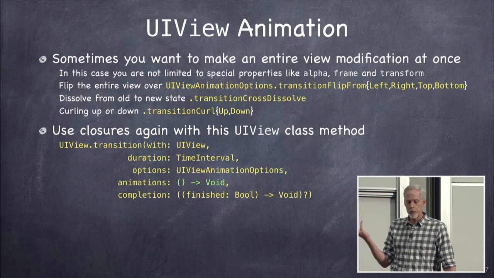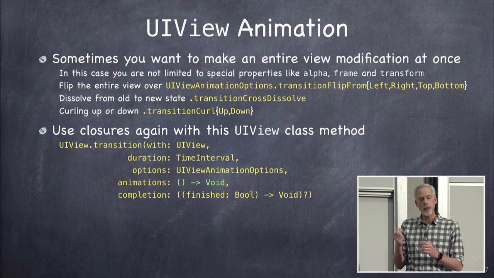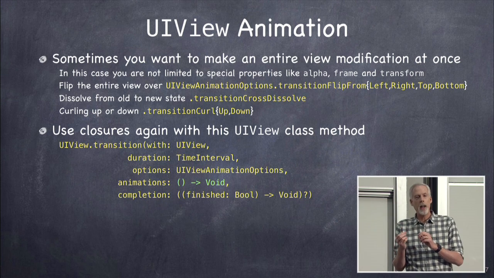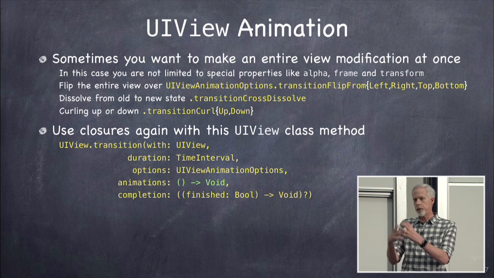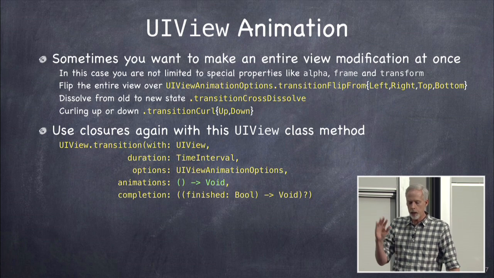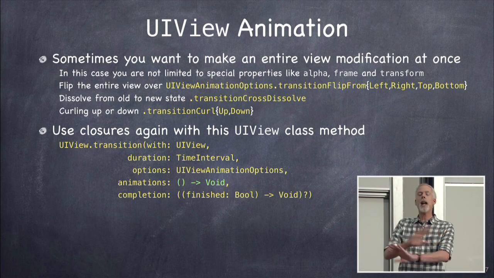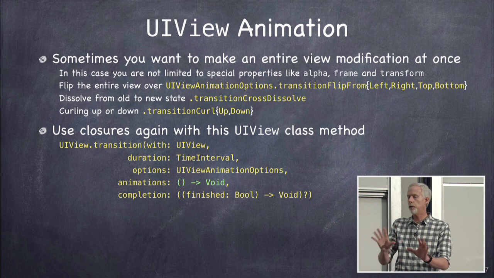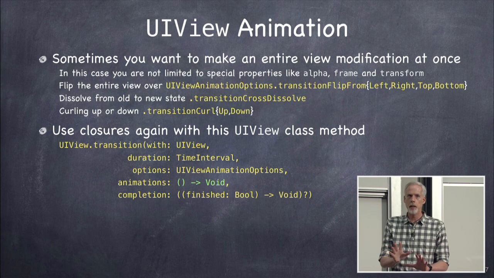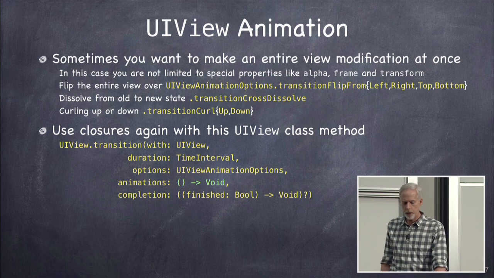It's done with a class method. It's called transition with, not animate with. Transition with takes the view that has all the stuff you want to change, a duration obviously, some options like whether you're curling or cross dissolving or flipping, and then the animations. In this case, the animations can change anything about the view, not just the 5 special things, but absolutely anything. And then the completion is the same. When the animation is done, it tells you.